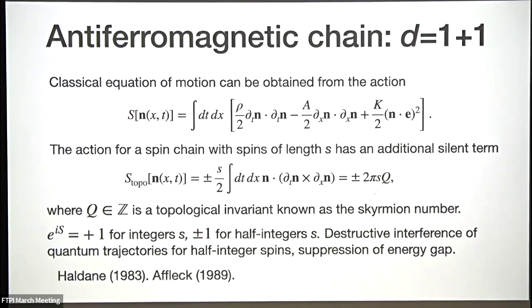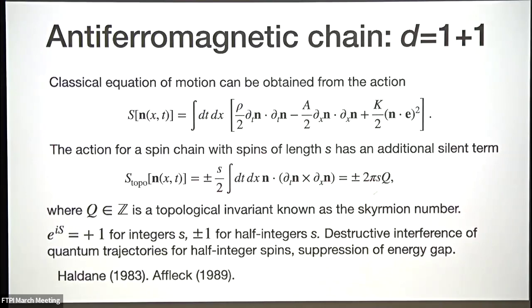And so these equations of motion can, of course, be obtained from some sort of an action. And this is the action for an antiferromagnetic chain. If you take this action and you minimize it, you get the equations of motion that were written on the previous page. However, that reverse engineering, obtaining an action from the equations of motion, misses an important term that is silent in the action. As far as the classical equations of motion go, this term has no influence on them because it's proportional to a topological invariant.